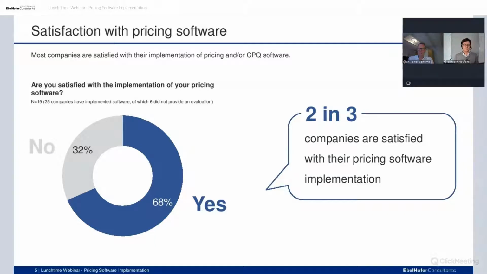So this is also something we will come to in a bit more detail in a minute. That depends really on what you're looking for and what is important to you or to your company, because there are some differences with regard to certain aspects of the overall pricing software and its implementation that are evaluated a bit differently.